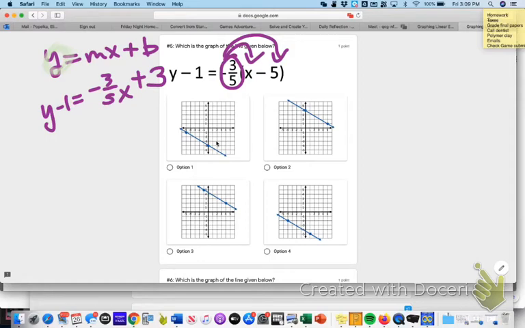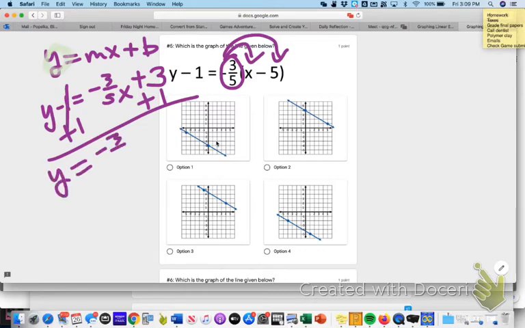So that means we need to get rid of this -1 that's hanging out with the y. And how do you get rid of a -1? You do that with a +1. What you do to one side, you have to do to the other. You guys already know that. So this is going to cancel. That's going to leave me with y equals -3/5 x, and then 3 plus 1 is 4. So now I have it in slope-intercept form like I need it to be.